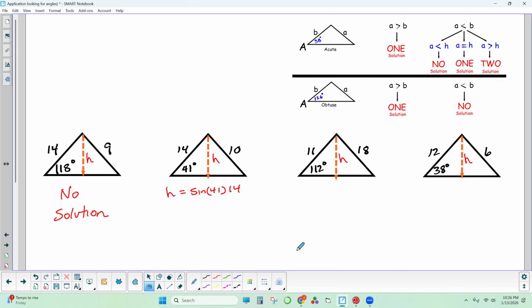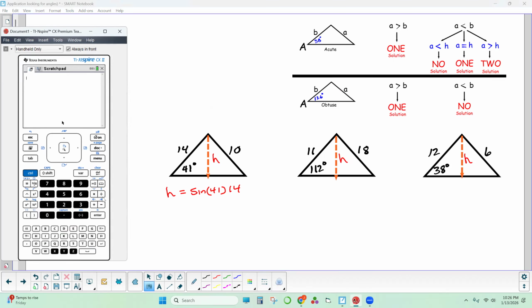I'm going to put that in my calculator and figure out what the height is here. So I've got 14 times sine of 41 degrees, and I'll round this to the nearest hundredth. I get 9.18. Once I determine the height, I compare the height to side A, and A is bigger. So up here in my chart in blue, if A is bigger than the height, I've got two solutions.